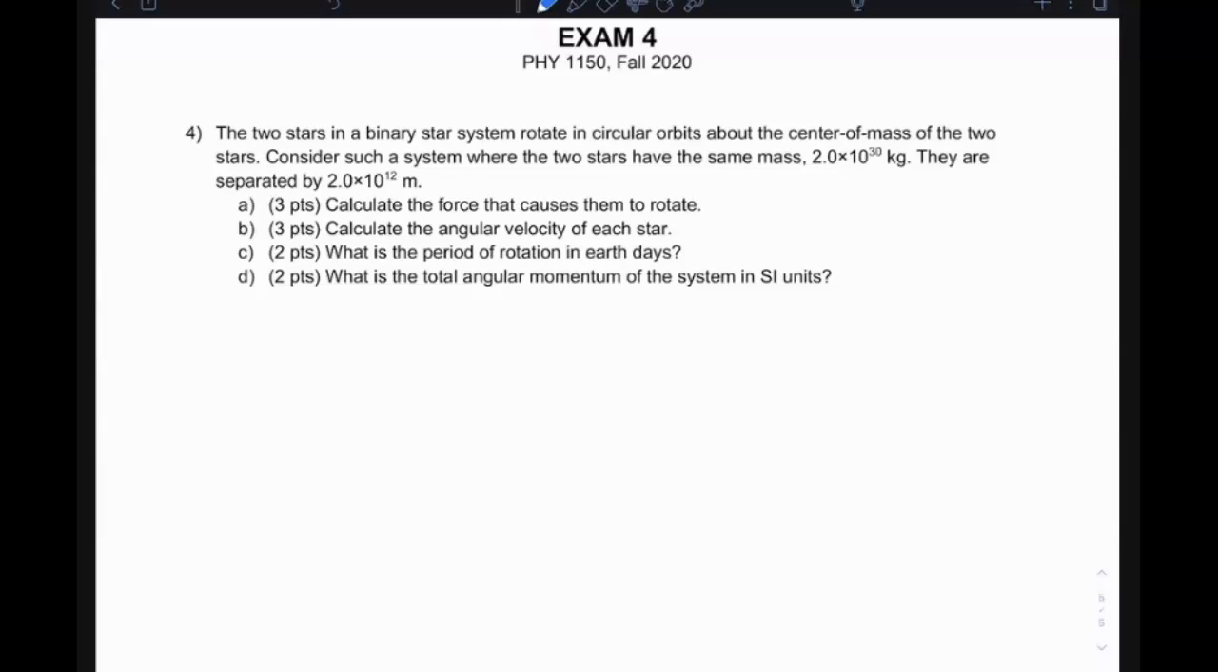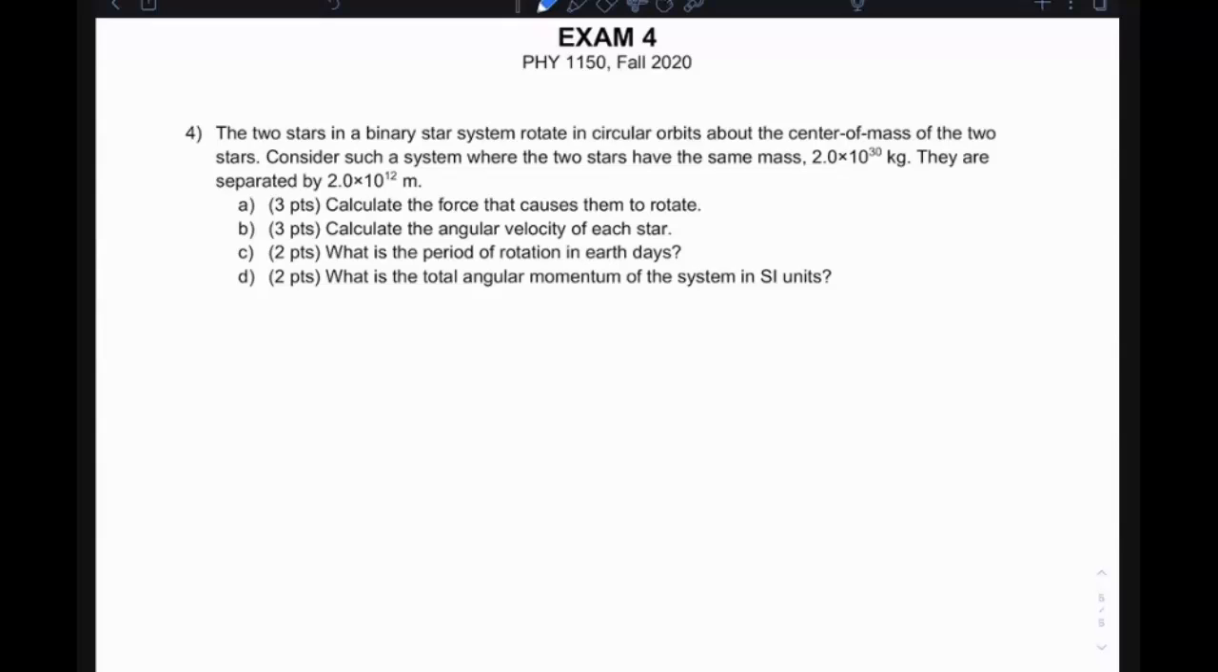This is a review of question 4 in exam 4. The two stars in a binary star system rotate in circular orbits about the center of mass of the two stars. Consider such a system where the two stars have the same mass, 2.0 times 10 to the 30 kilograms. They're separated by 2.0 times 10 to the 12 meters. In part A, we're asked to calculate the force that causes them to rotate.